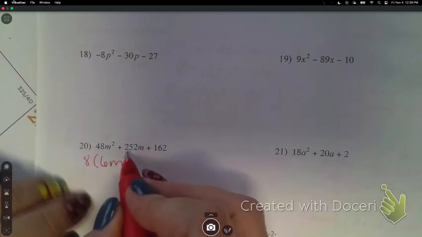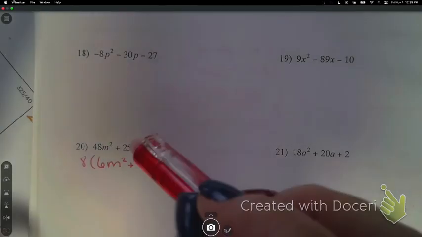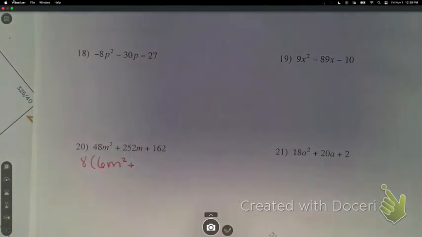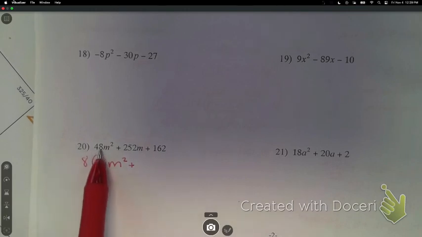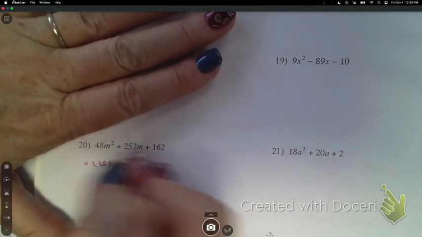So 8 goes into 25? Nope, can't take 8. What about 6? Well, 6, 2, and 3 have to go into it. So 3 goes into 48, yes? Okay, because I'm just adding up the digits, right? 3 goes into 162, yes? 252? Yeah. Okay, so we're going to do 6? Yeah.